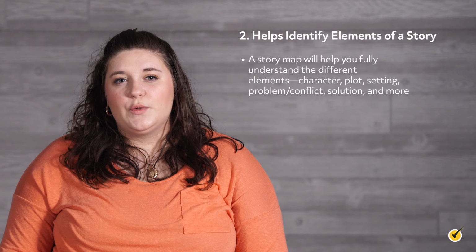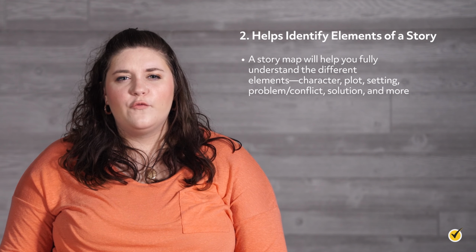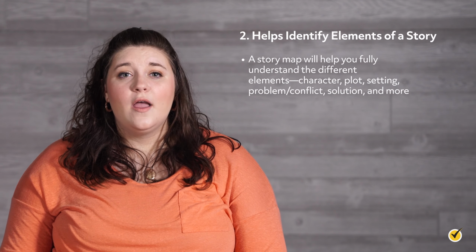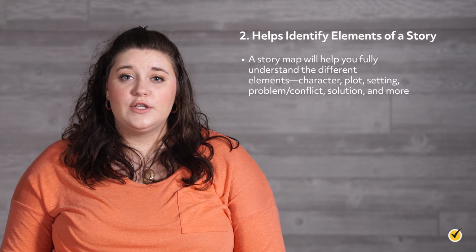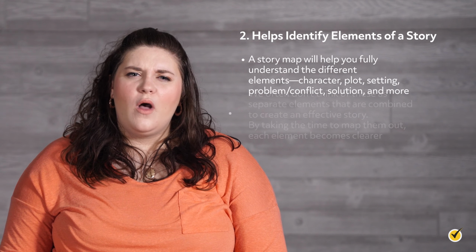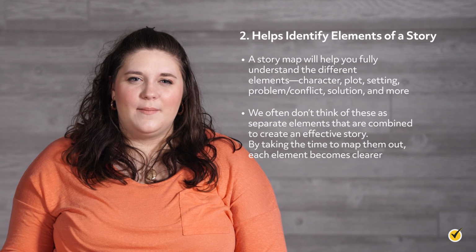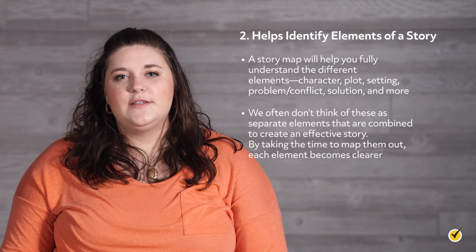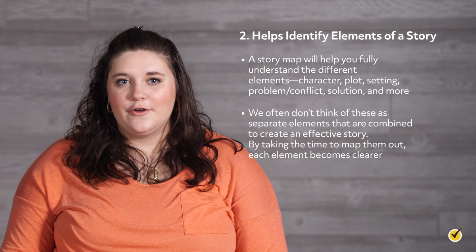Number 2, helps identify elements of a story. Beyond understanding a story as a whole, a story map will help you fully understand the different elements: character, plot, settings, problem or conflict, solution, and more. When reading, we don't often think of these as separate elements that are combined to create an effective story. By taking the time to map them out, each element becomes clearer.